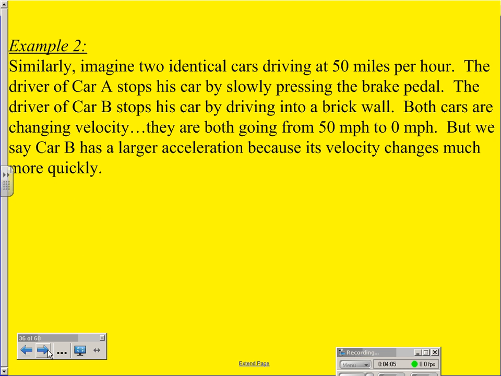Example 2. Imagine this. Imagine 2 identical cars driving at 50 miles an hour. Car A is going to stop his car by slowly pressing the brake pedal. Car B is going to stop his car by driving it into a brick wall. Okay. Both cars are changing velocity. Both cars are accelerating. Okay, because they're both changing velocity. They're both going from 50 miles an hour down to 0. The difference is car A is changing its velocity slowly, so it's going to have a small acceleration, while car B is changing its velocity very quickly, right?